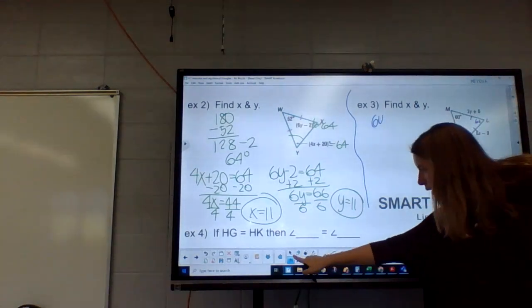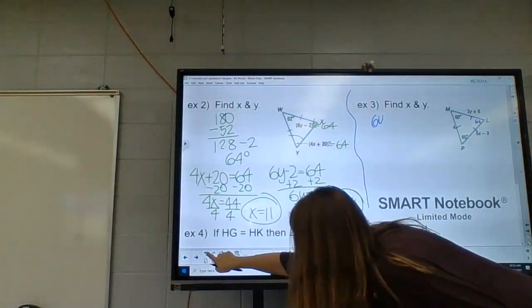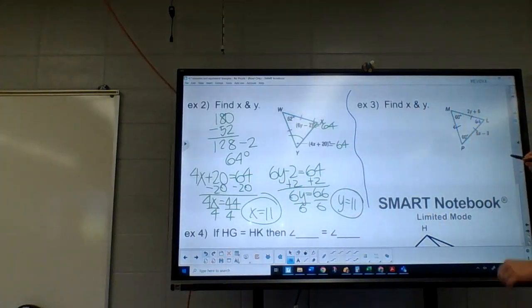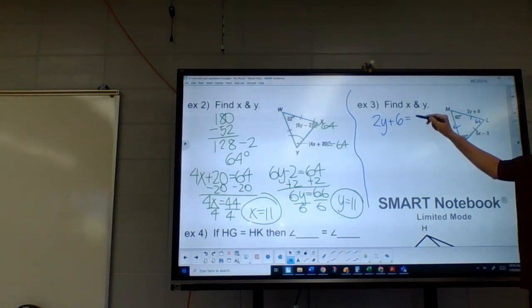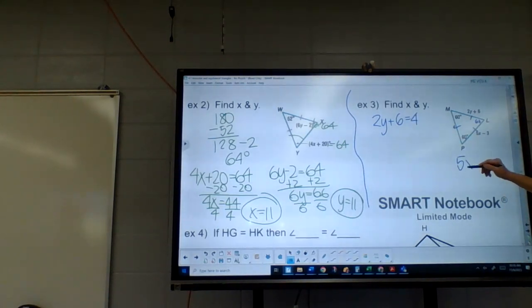Oops, if I could write the correct equation. So 2y plus 6 is going to equal 4. And also 5x minus 3 is also going to equal 4. So they all should equal 4.